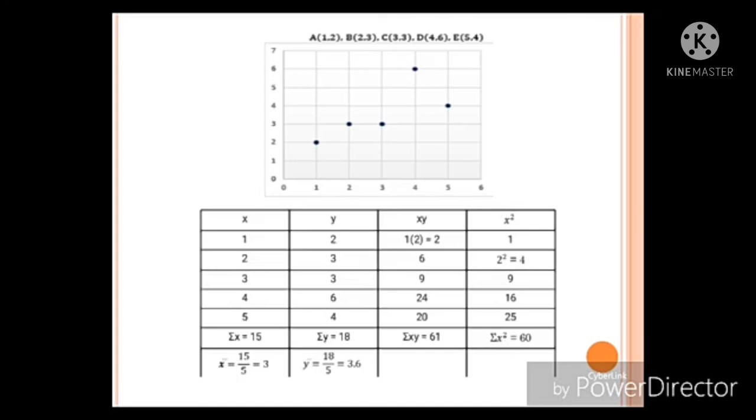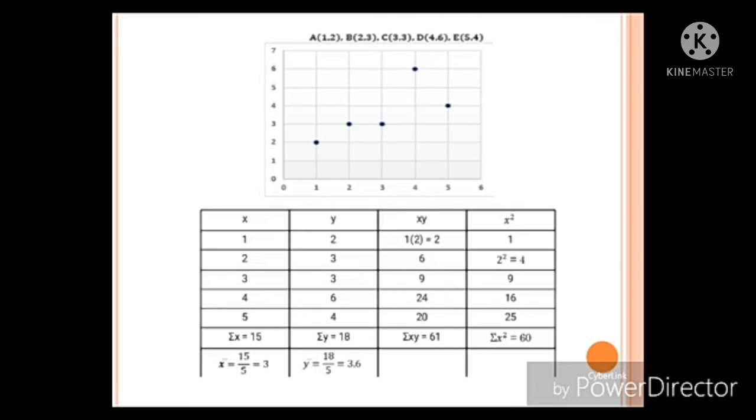To solve for xy, we must multiply all the numbers under x by the numbers under y. So 1 times 2 equals 2. Same with the others. 2 times 3 equals 6. 3 times 3 equals 9. 4 times 6 equals 24. 5 times 4 equals 20.